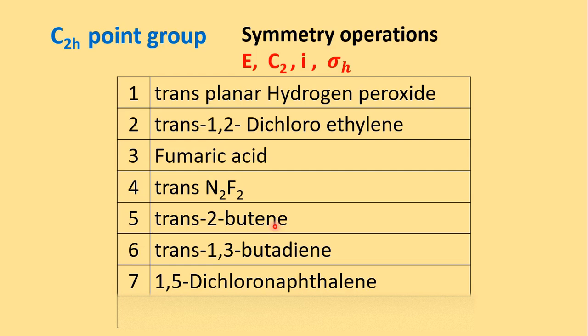If we summarize, the trans planar hydrogen peroxide, trans 1,2-dichloroethylene, fumaric acid, trans N2F2, trans 2-butene, trans 1,3-butadiene, 1,5-dichloronaphthalene, all of them contain the symmetry operations as E, C2, i and sigma h. So all of them belong to C2h point group.